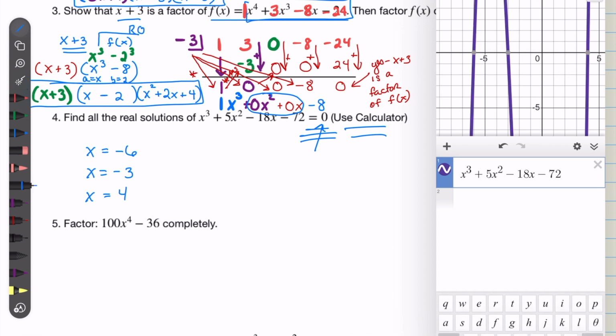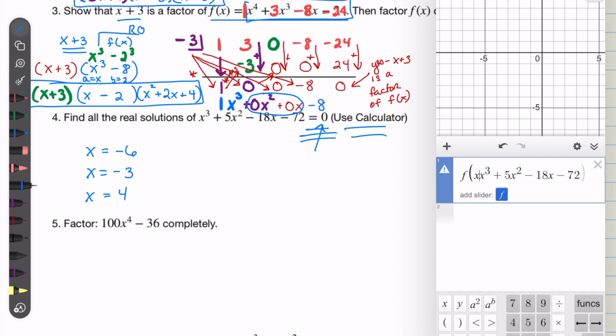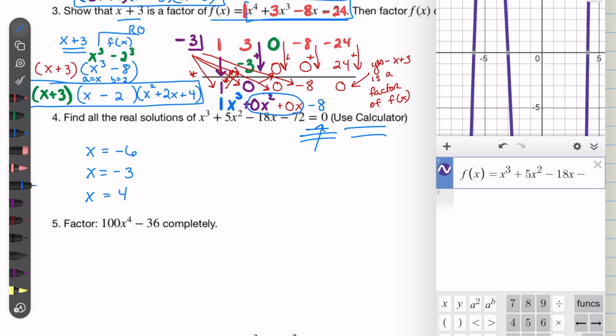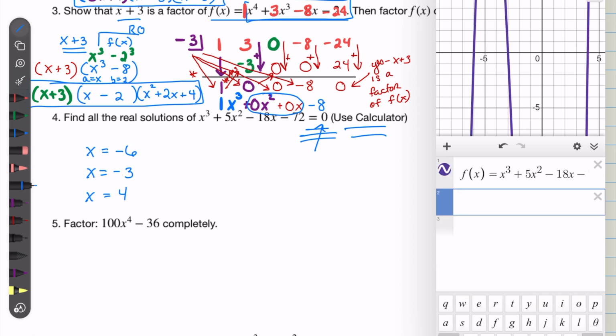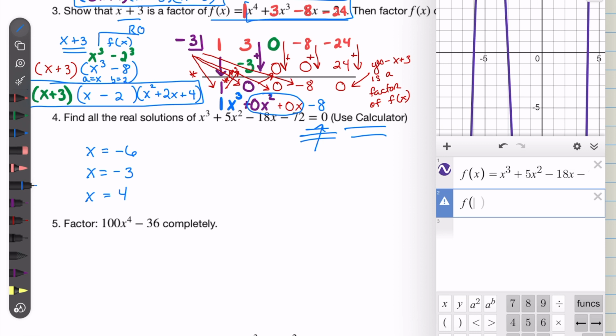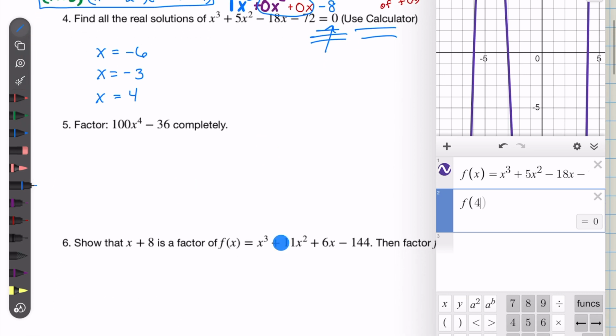This is function f of x. And then you could just ask your calculator, you could check these ordered pairs. So you could say, hey, does -6 make it equal 0? And you say, yep, it does. And you could test the -3, yes, it does. And you could even test the 4, yes, it does. So those are our solutions.